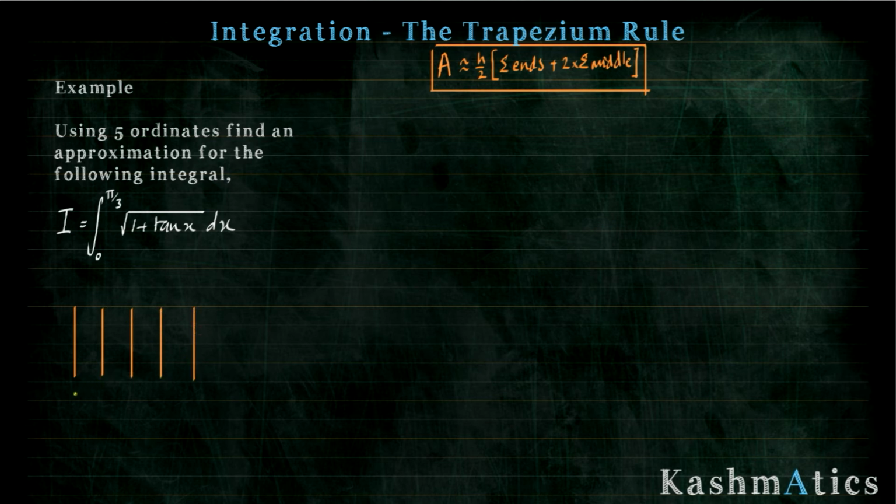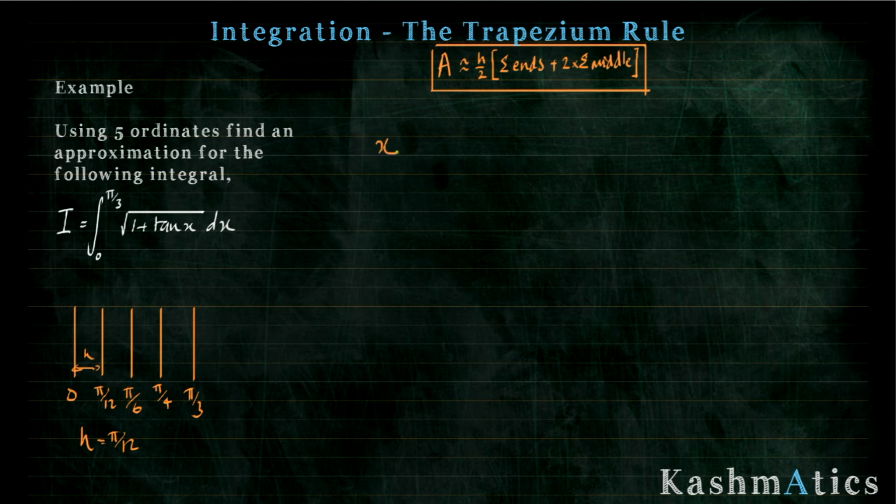Okay, so it goes from 0 to pi over 3. So in the middle of that, you've got pi over 6, and then you've got pi over 12, and this will be pi over 4. And whilst I'm here, I might as well work out what h is. Okay, in this case, h will be pi over 12. So all I need to do now is set up my table.